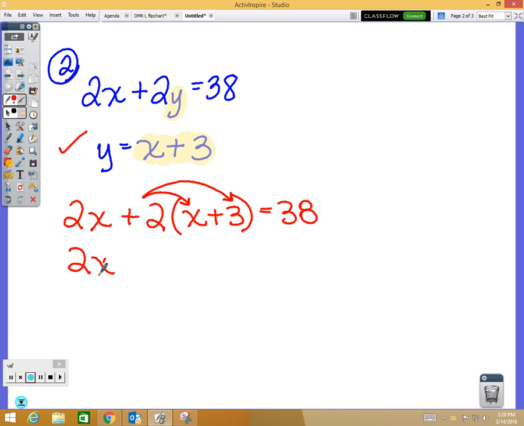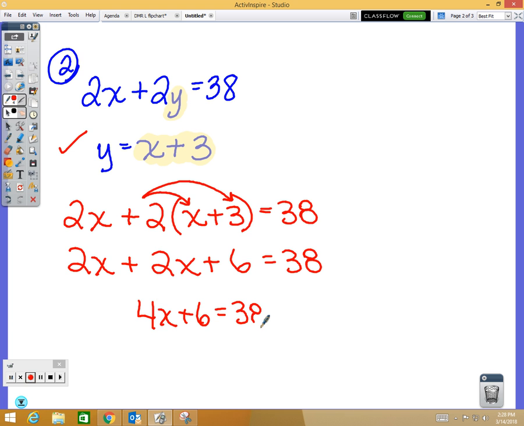So that's going to give me 2x plus 6 equals 38. Combining like terms, that's going to give me 4x plus 6 equals 38. Subtract 6 from each side, that gives me 4x equals 32. So that means x equals 8.